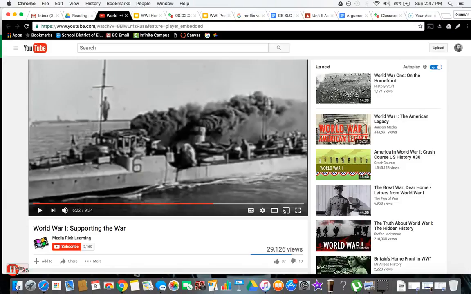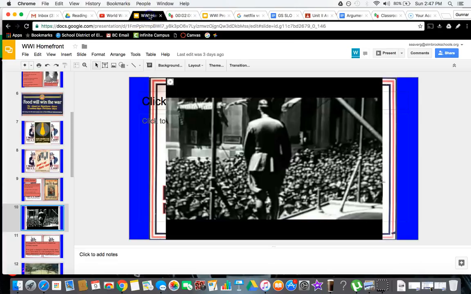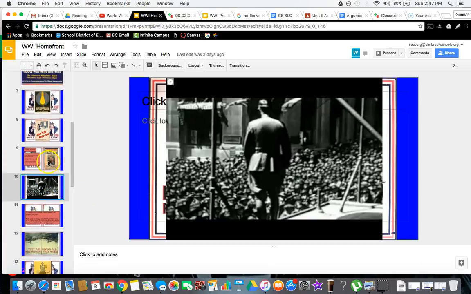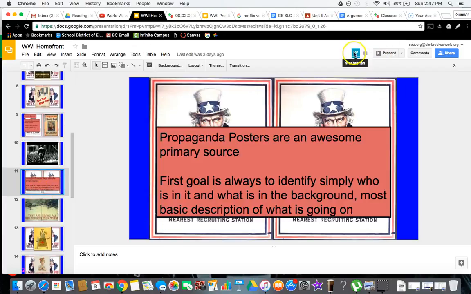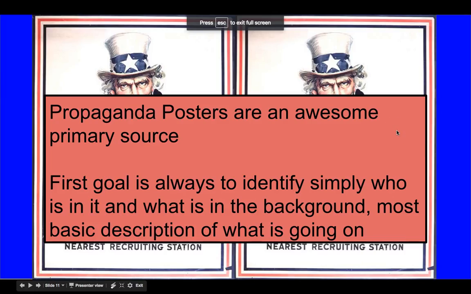All right, so that's just a basic review of everything that we've talked about up until this point. Now I want to switch back over and start looking at some of these aspects of propaganda and what these propaganda posters really looked like and what they were asking people to do.